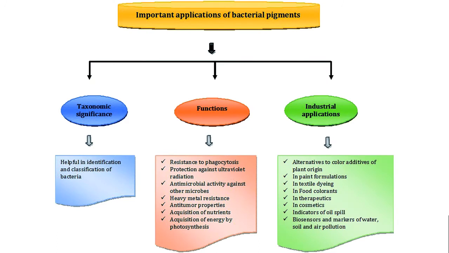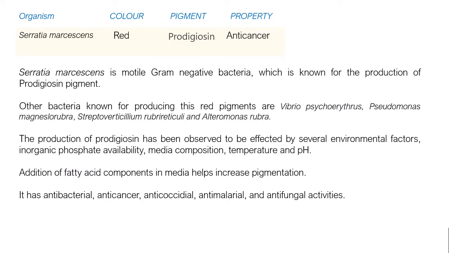So this is the flow chart. I had mentioned this in part 1 of microbial pigments. You can refer there also. This is related to the importance or applications of bacterial pigments in taxonomic significance, functions and industrial applications. Okay, so moving further to our example.